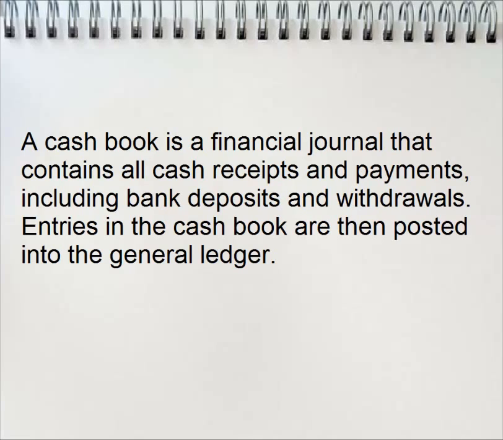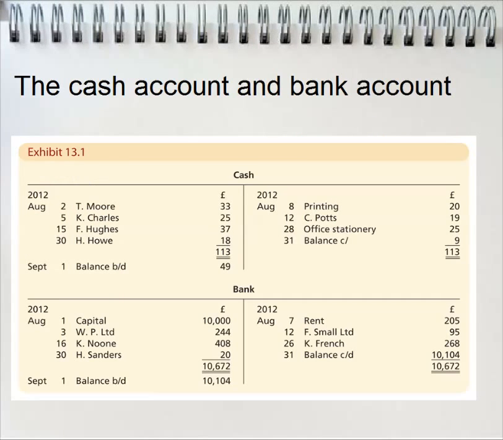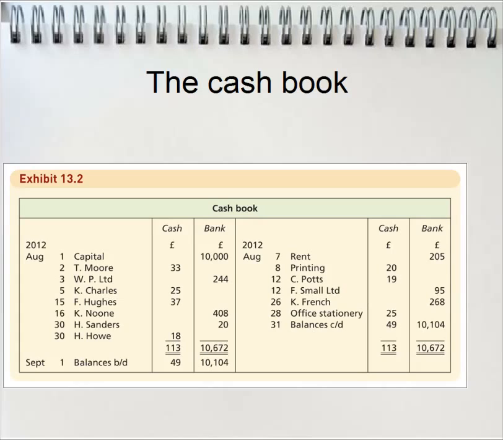A cash book is a financial journal that contains all cash receipts and payments, including bank deposits and withdrawals. Entries in the cash book are then posted into the general ledger. The cash book is the cash account and the bank account put together in one book. This means we can record all money received and paid out on the same page. In the cash book, the debit column for cash and the debit column for bank are together, and the credit column for cash and the credit column for bank are together.